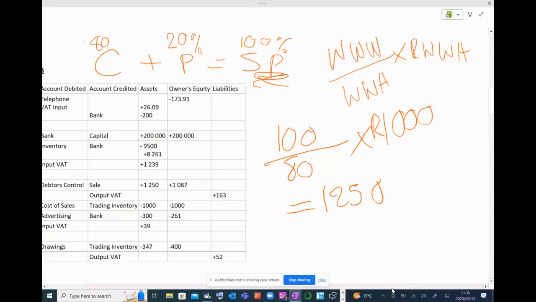So you are saying, I want the profit. But what do you have? You don't have the selling price. You have the cost. So you should have gone 20 over 80. Is it making sense now? 20 over 80 times 1,000, what do you get? 250. Plus your cost will give you your selling price, which is 1,250.